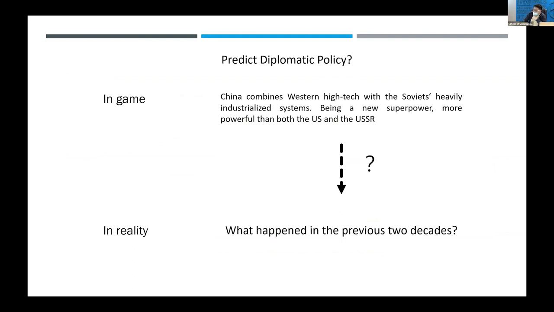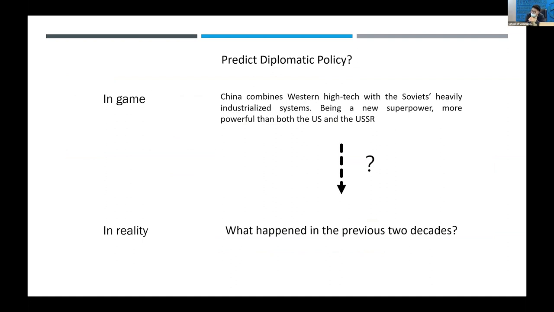And more significantly, this game partially predicted Chinese diplomatic relations. Over the past two decades, Chinese policy has been accurate through the game's concept. The game provides an illusion of the role that China will play in the post-Cold War political contest.